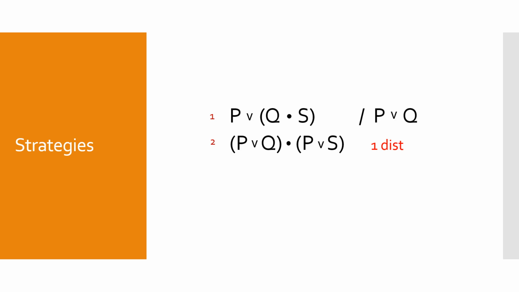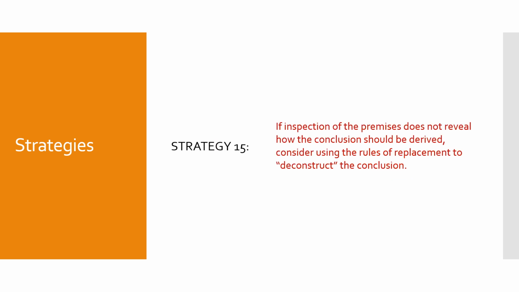And now you can see pretty clearly how I'm going to get to the conclusion. The conclusion is trying to say it is P or Q, and if 2 is true, P or Q and P or S, given that it's an and, both sides have to be true for it to be true, and so I can just toss out the second conjunction, P or S, and then I can just draw the conclusion P or Q. Now the last strategy is a very important one.